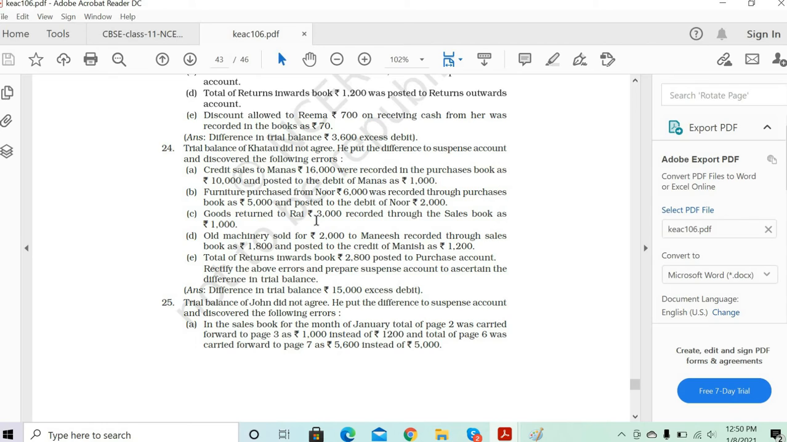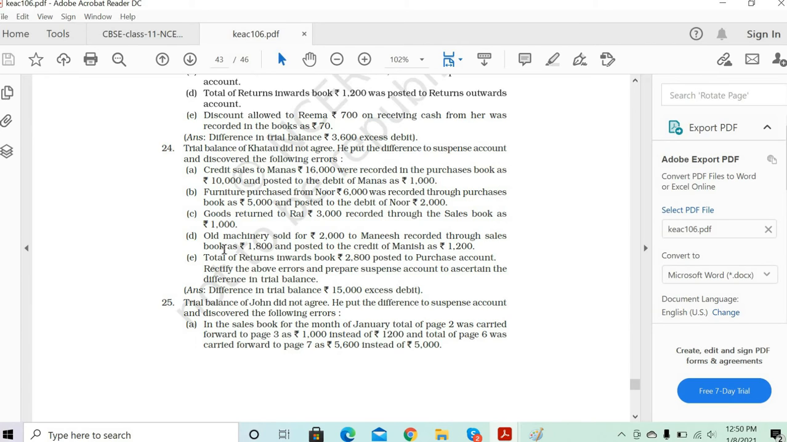But he already mentioned the amount posted to the credit of Manish as 1,200. So it's a complete statement, not a half statement. If the posted part was not there, then your valuation was correct. Then if it is 1,800, that means Manish account debit 1,800.